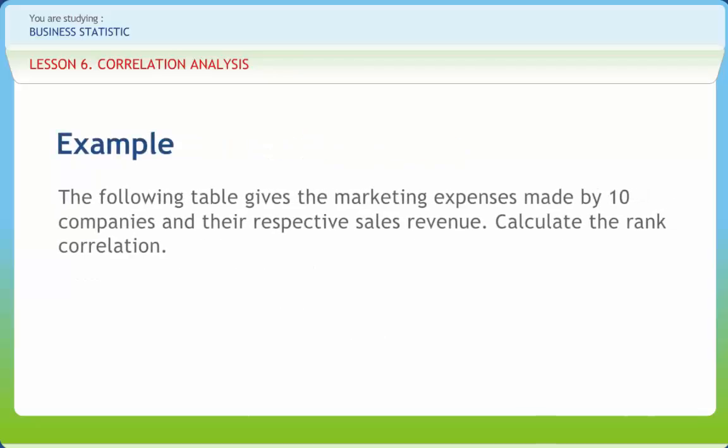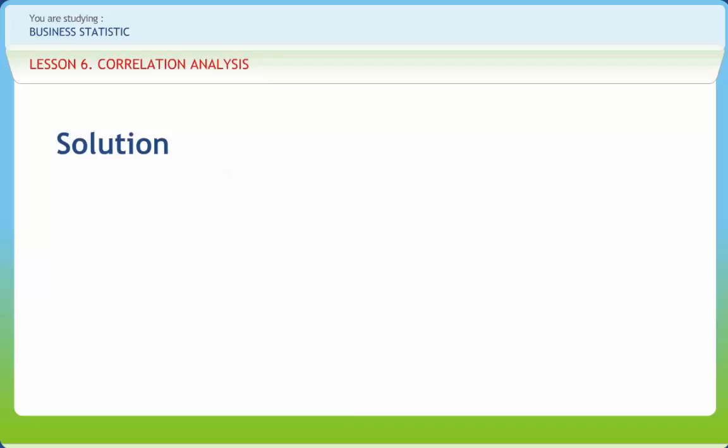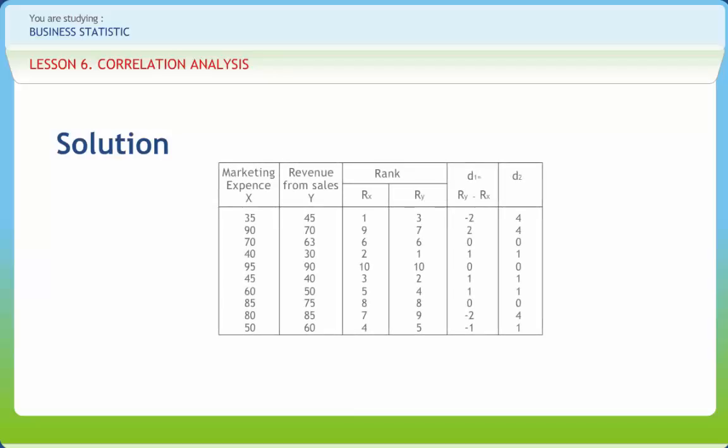The following table gives the marketing expenses made by 10 companies and their respective sales revenue. Calculate the rank correlation. Marketing expense: 35, 90, 70, 40, 95, 45, 60, 85, 80, 50. Revenue from sales: 45, 70, 65, 30, 90, 40, 50, 75, 85, 60. Here X denotes marketing expense and Y denotes revenue from sales.